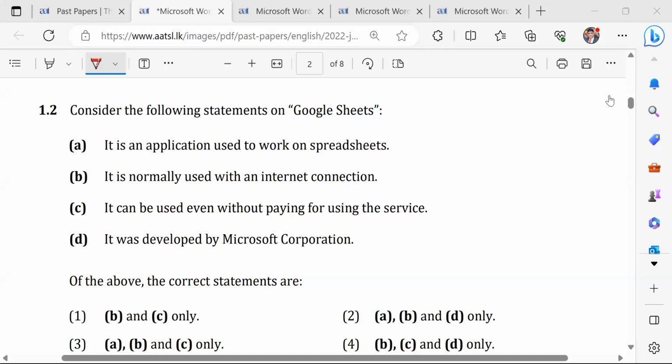Right? It can be used even without paying for using services. Yes, we are not paying, right? And it was developed by Microsoft Corporation. Microsoft is developing Office 365, the Microsoft Excel spreadsheet, not the Google Sheet, right? Then the correct answers are A, B, and C.